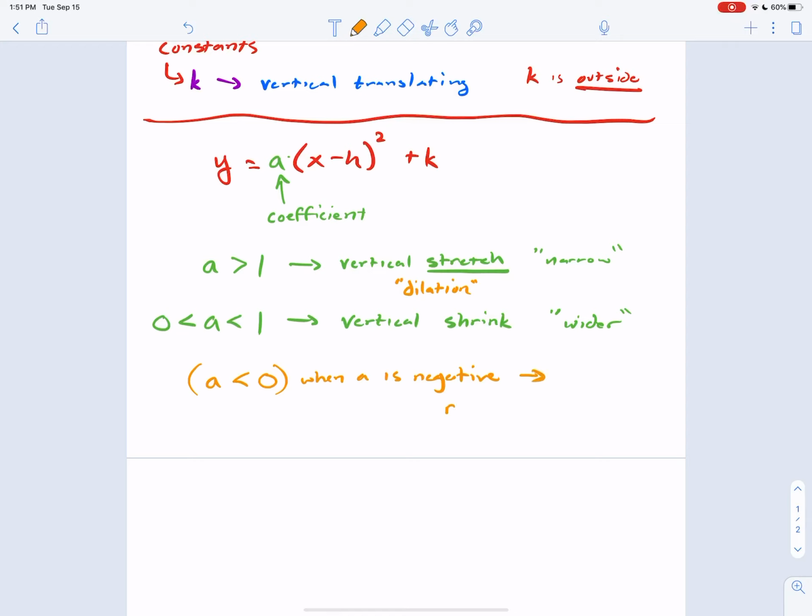There is a reflection. I don't have space, but you guys should write it over here. Across the x-axis. There's a reflection across the x-axis. Okay? So, here's the thing though.